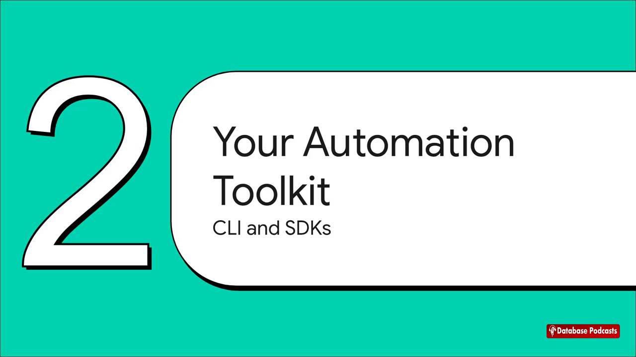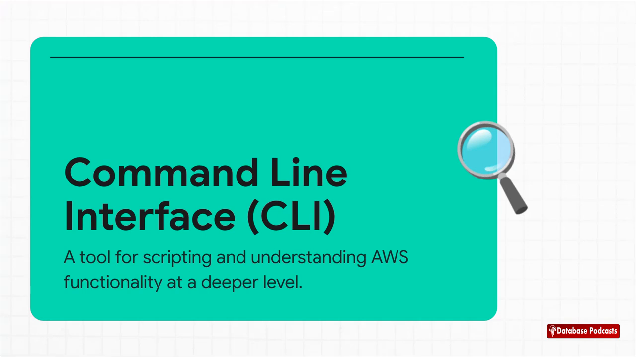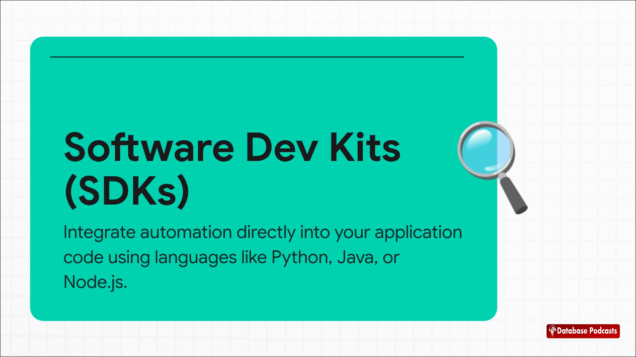Okay, so if we're going to automate, what are our tools? What's in the toolkit? Once you move past the visual console, it really boils down to two absolute powerhouses: the command line interface and the software development kits. First up, you've got the AWS CLI. Think of this as your direct line to AWS, just text-based. It's amazing for scripting, and it also lets you peek under the hood to really understand how all these AWS services actually work. And then we've got SDKs.